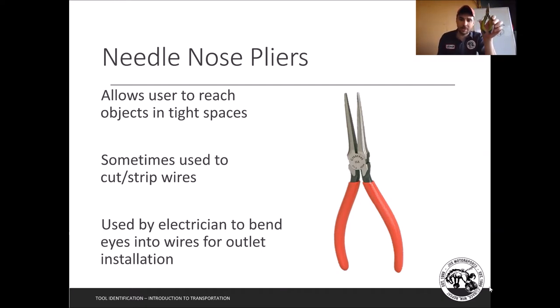That's a good thing we put that on there, because a lot of times electricians use these a lot. You see down there, to bend eyes into the wires for outlets for installation. But you can strip wires in the little jaws right here. So you can kind of go like that and strip back that insulation. But really, I just like them to grab stuff. You can use these for a number of things. Great set of pliers that you're going to use a lot.